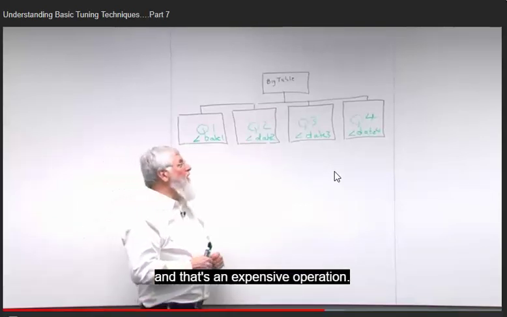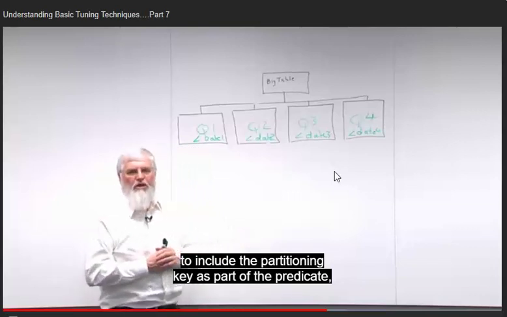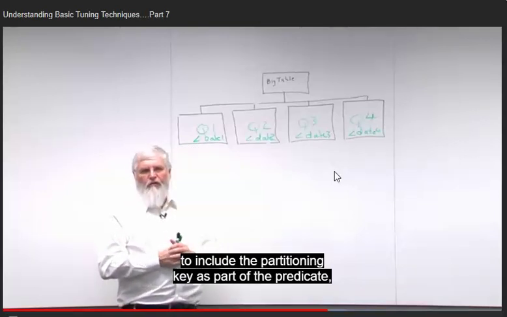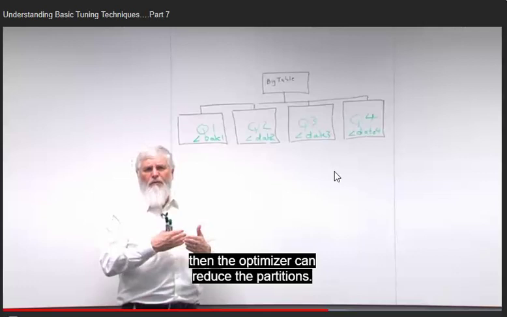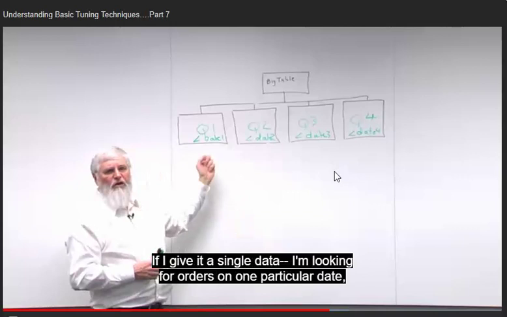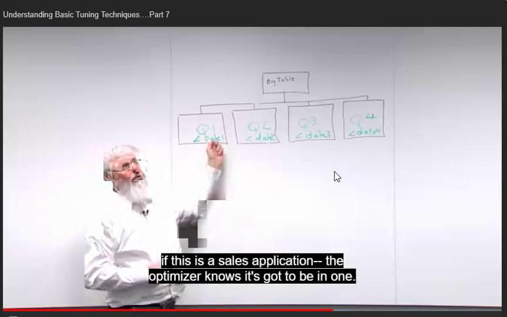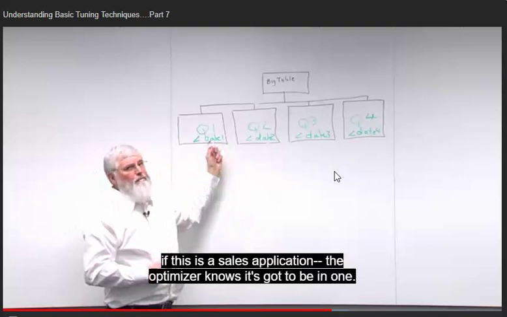If I give it a single date, I'm looking for orders on one particular date. If this is a sales application, the optimizer knows it's got to be in one. One date only exists in one partition. It's either going to be in Q1, Q2, Q3, or Q4. What that means is that it only needs to do a full table scan on a quarter of the data in this example. It can throw away 3/4 of the data.